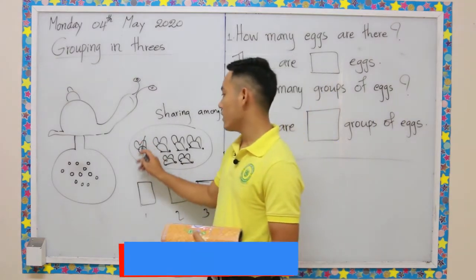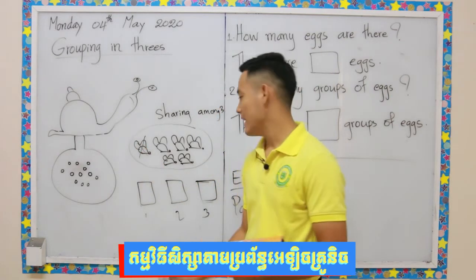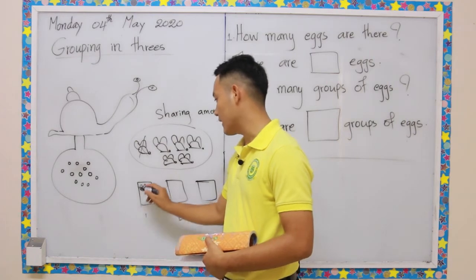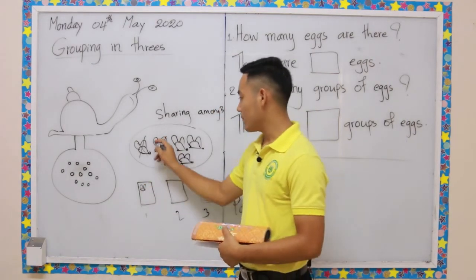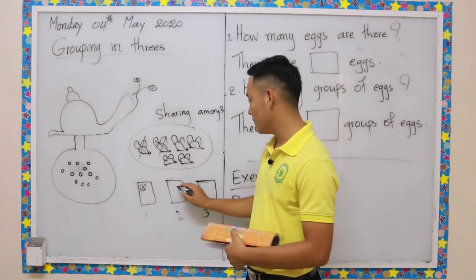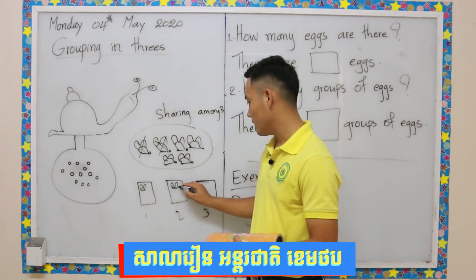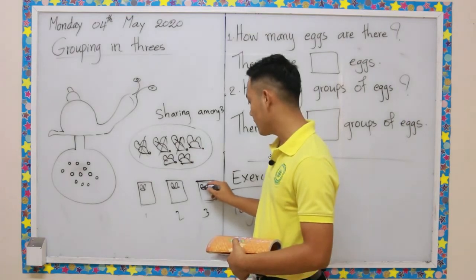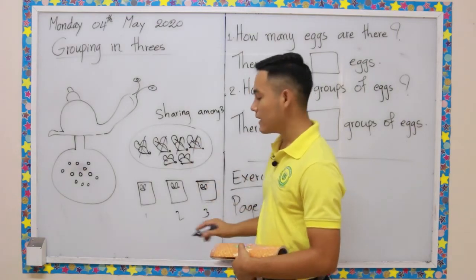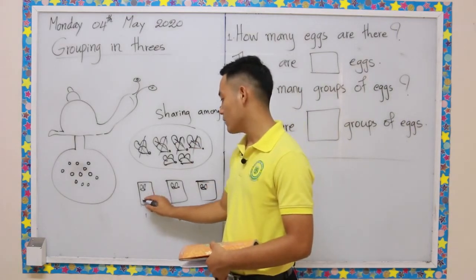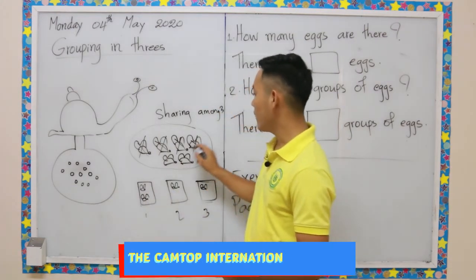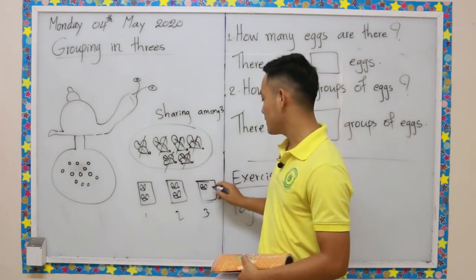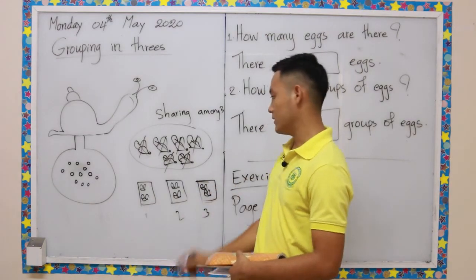So the first one, you need to cross the fly. After crossing, you need to put it right here. Okay, you need to put it right here. And you cross one more, you need to put it in box 2. And you cross one more, you need to put it in box 3. And cross again and put in box 1. And cross another one and put in box 2. And the last one, put in box 3.